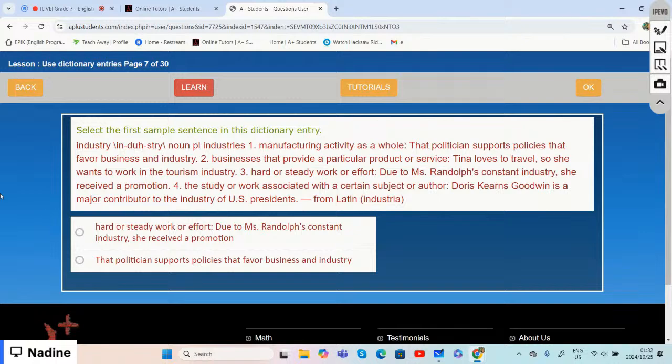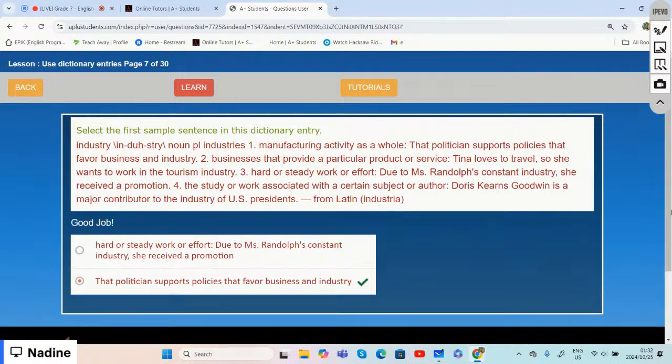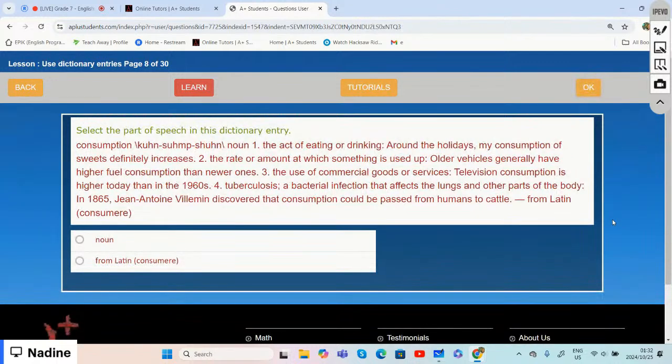So the first sample sentence is: the politician supports policies that favor business and industry. That is our first sample question. So you'll have your definition, colon, and then they give you basically your sample sentence.